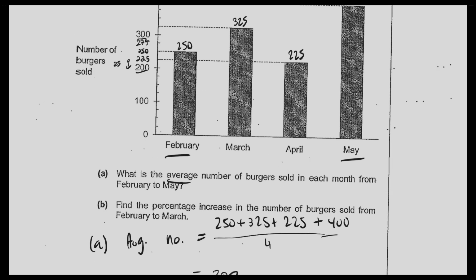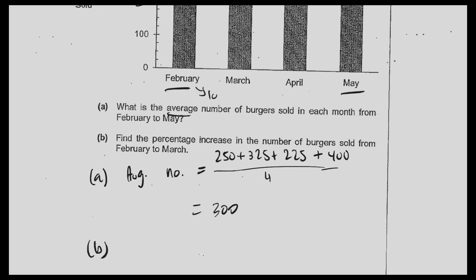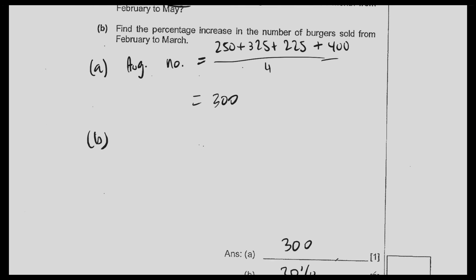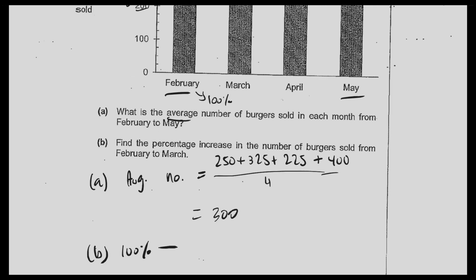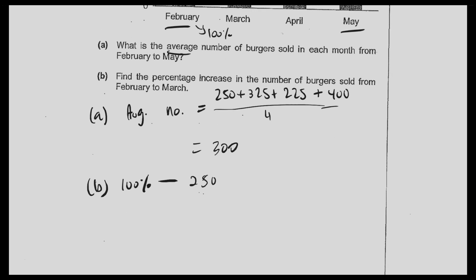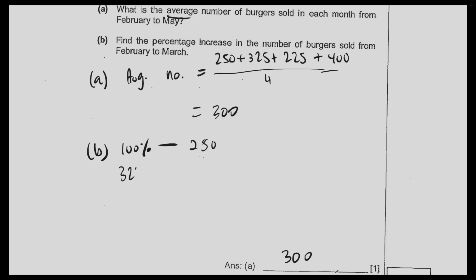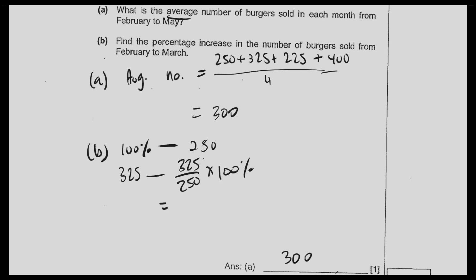Find the percentage increase in the number of burgers sold from February to March. So this is question B. We will assume that February is 100%, so 100% will be 250 burgers. So 325 would naturally be 325 over 250 times 100%, which is actually 130%. So the percentage increase is just 130% minus the original percentage, which is 100%. You'll get 30%. That's your answer for part B.